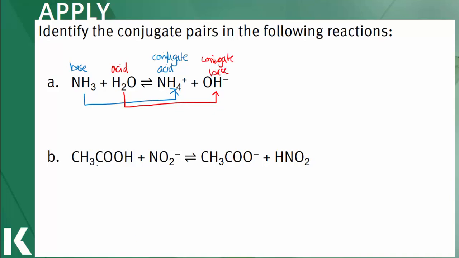In B, acetic acid is reacting with nitrite, NO2 minus, to form our acetate anion and nitrous acid, HNO2. Acetic acid is losing a proton to form the negatively charged acetate anion, so acetic acid is our acid and the acetate is our conjugate base.